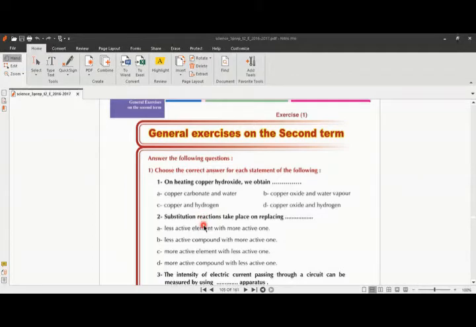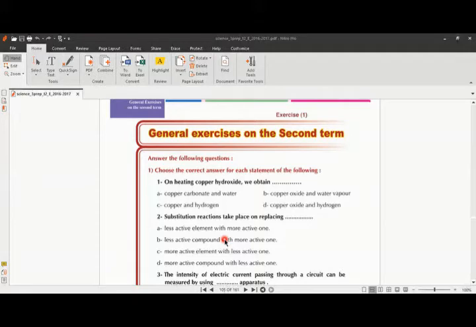Substitution reactions take place. Substitution, if you remember, regarding the chemical activity series, active metal, or more active and less active. So the more active replaces the less active one. Okay? But here he didn't say replaces, he said with. So he changed the phrase itself by using another word.